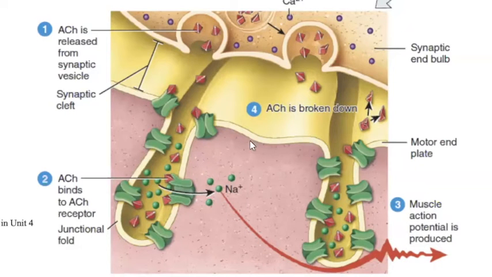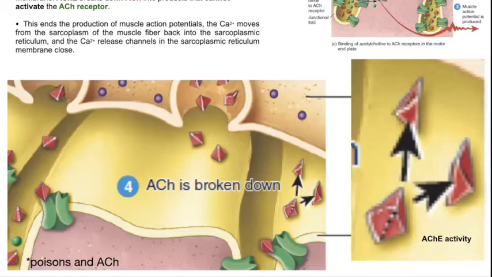Right? So you created this local change from negative to positive, which opens up these voltage-gated sodium channels. And that's going to create that action potential. So let's look at what happens. This is actually a very short action. As it's released into there, it binds to the receptors, right? Opens up the sodium channels and causes this membrane potential.